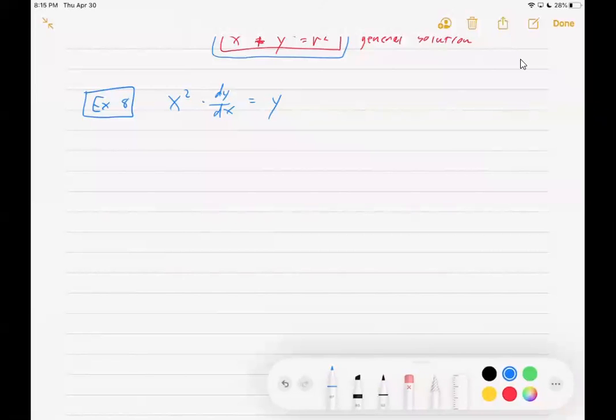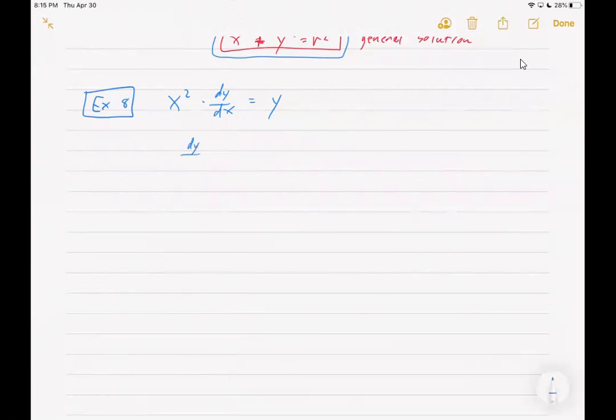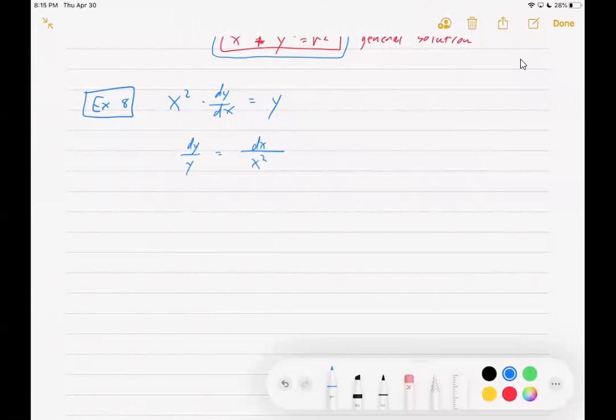Okay, so when we separate this, if we bring y over to the left-hand side, dy over y should equal, when we go over to the right-hand side, we multiply both sides by dx and divide both sides by x squared. And so that is the separated equation, right? Now we're ready to integrate both of those sides.